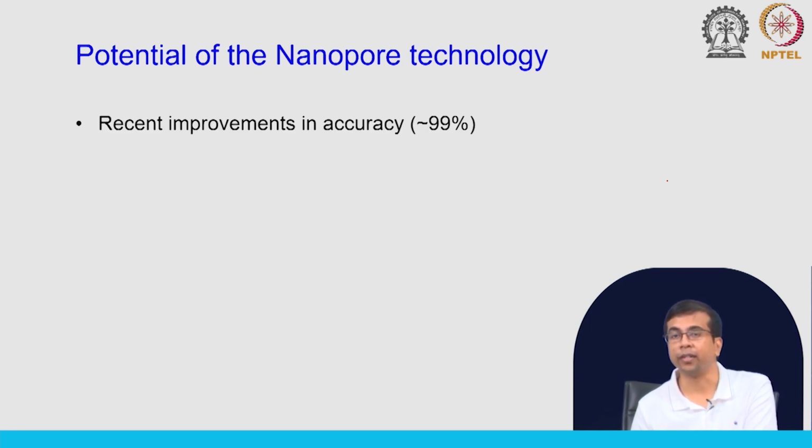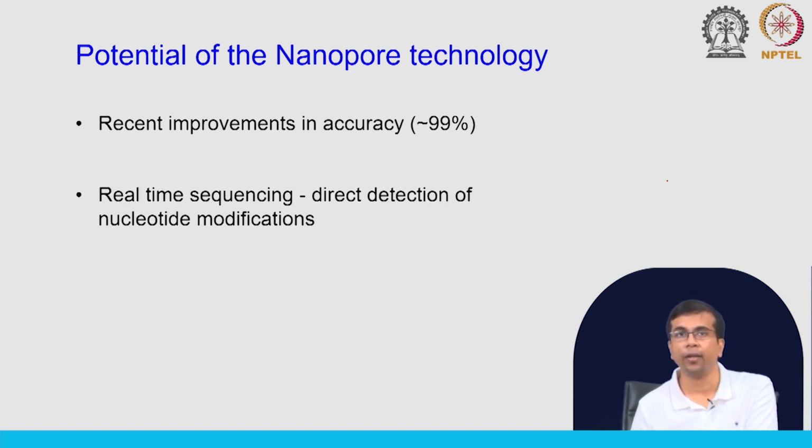We have seen recent improvements in accuracy, and it has actually reached about 99%, and hopefully it will go even further now. It is real time sequencing, and we can do direct detection of nucleotide modifications. We will talk about this in much more detail later, because of the real time nature of the signal, and we are also detecting signal from single molecules.